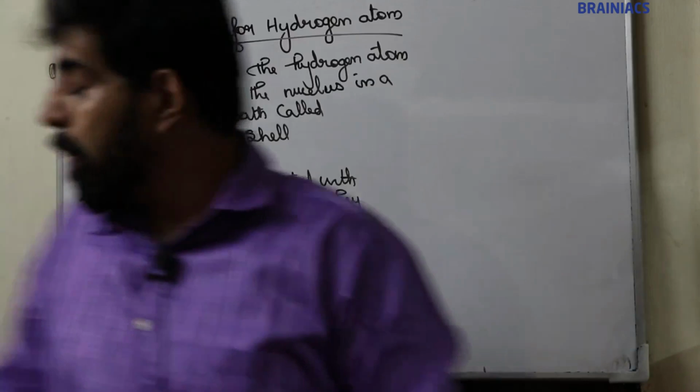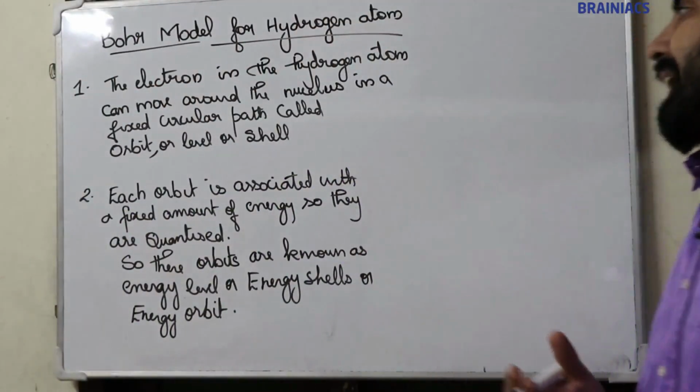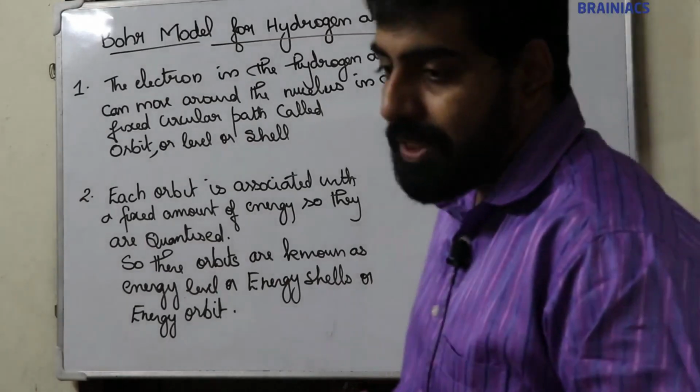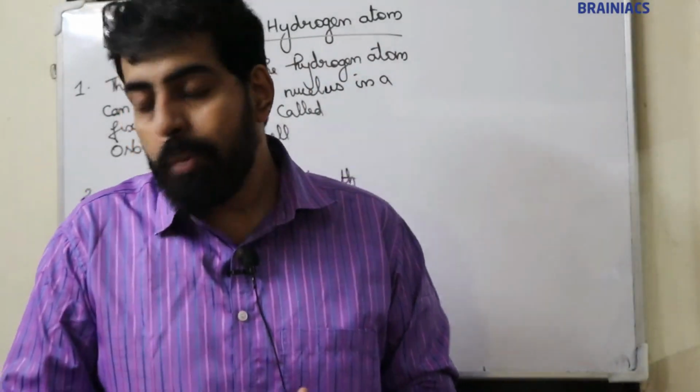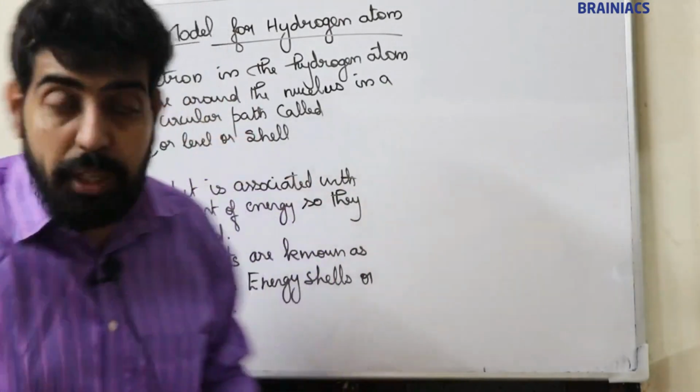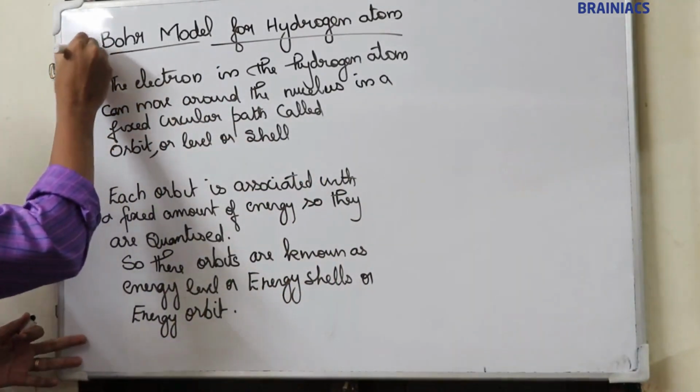Moving on to the next topic, the Bohr model for the hydrogen atom. Now, the Bohr model consists of 5 postulates. So I'll start with the first postulate. But first, moving on to the third model, and that model is the Bohr model.